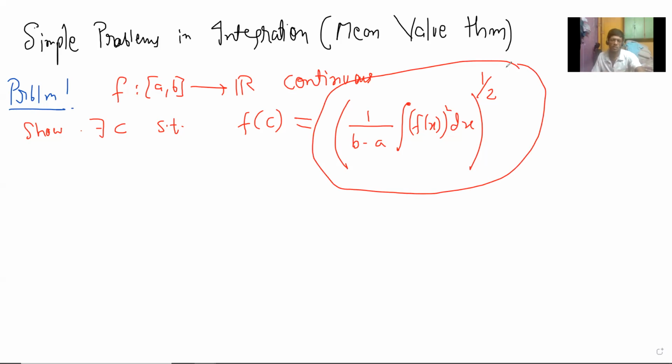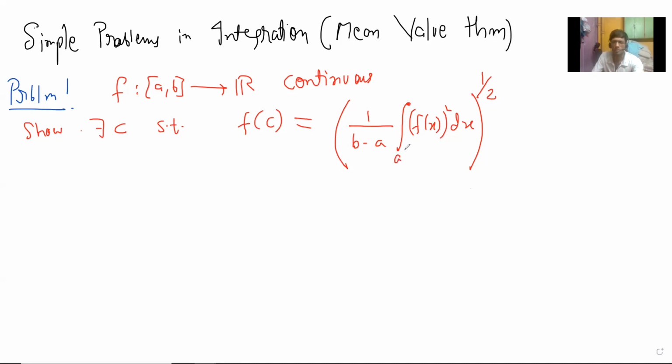So I should mention the limit. This should be from a to b only. Yeah, a to b. This expression is going to be very useful later, or you might have seen it earlier already. This is a very useful expression. This keeps showing up everywhere. But let's just solve this first.